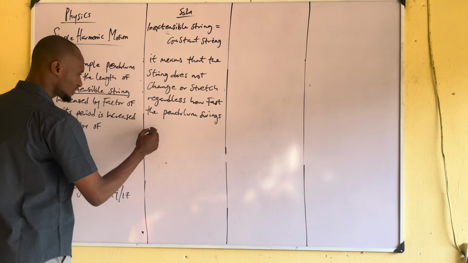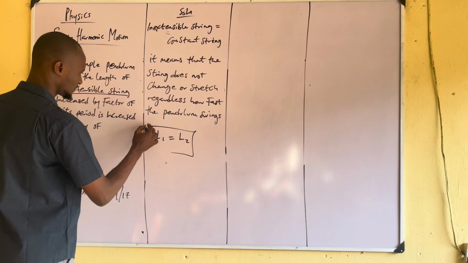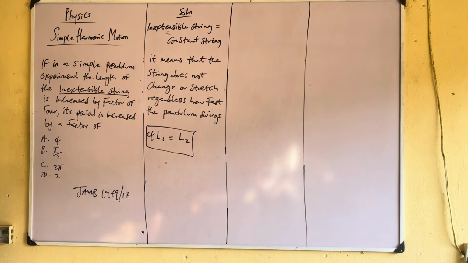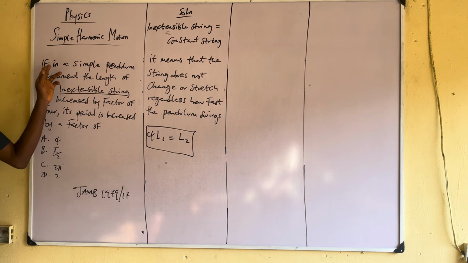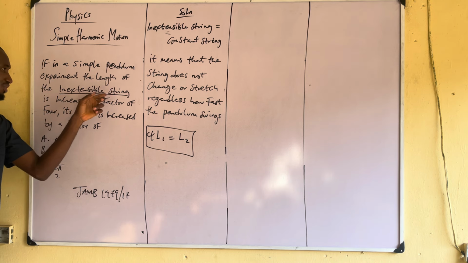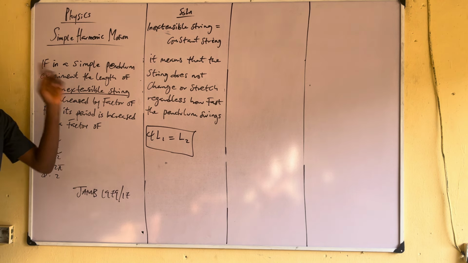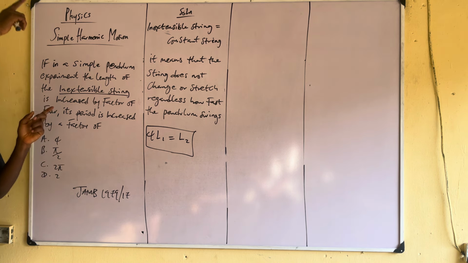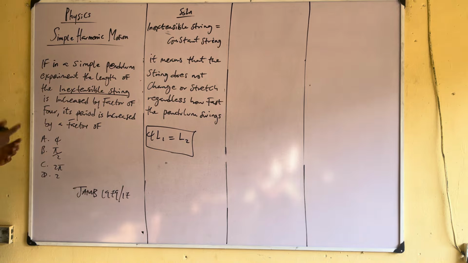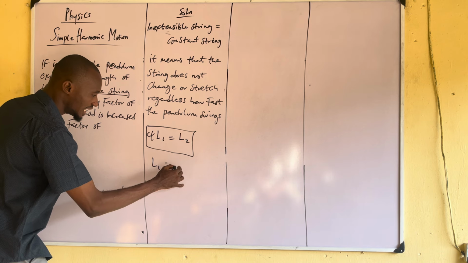That means 4L1 is equal to L2. Did you understand? They said if in a simple pendulum experiment, the length of the inextensible string is increased by a factor of 4. The length now means L1 is increased by a factor of 4. That means L2 now, 4L1, is equal to what? L2. Do you understand now? So that means we have L1 and L2.